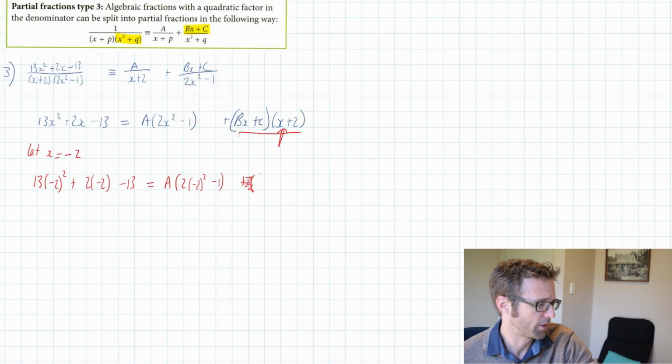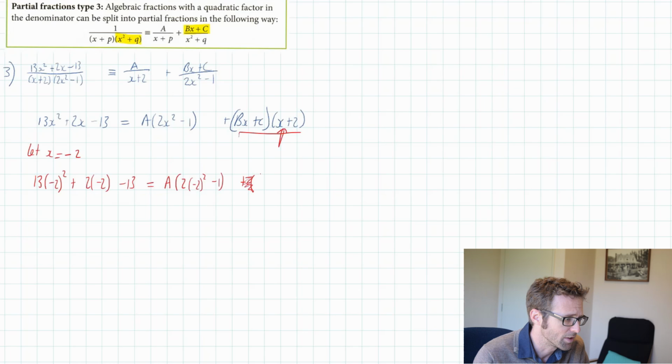Okay, let's figure out what we're going to have here. Well, on the right hand side, that looks simple enough. 2 times 4, which is 8, minus 1. So I'm going to have 7a. Now on the left hand side, a little bit more complex. So we've got 13 times 4, minus 4 minus 13, which is 35. Oh look, this is looking nice. 35, and therefore we can say a is equal to 5.